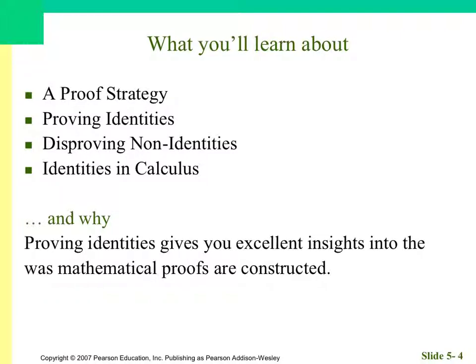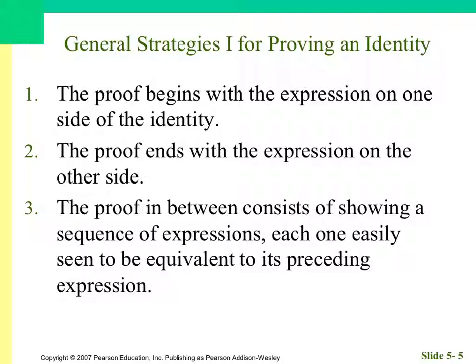Alright, so what you learn about? A proof strategy. Proving identities, disproving non-identities. That's what we just did before. And identities in calculus. So it's things you'll have to use in the future. And why proving identities gives you excellent insights into the mathematical proofs that are constructed. Alright, the proof begins with the expression on one side of the identity. The proof ends with the expression on the other side. Okay? The proof in between consists of showing a sequence, each one easily seen to be equivalent to its preceding one. Must show work. Are we clear?